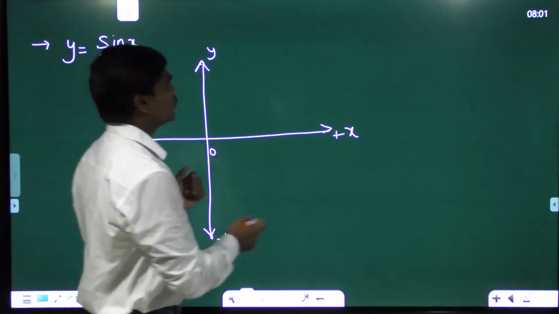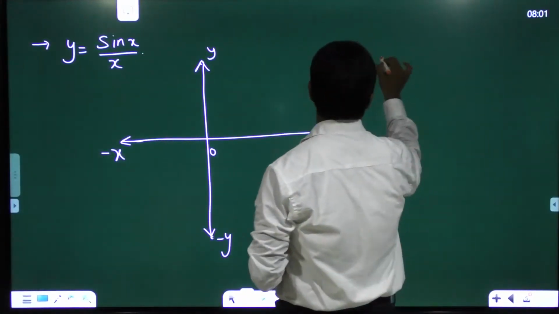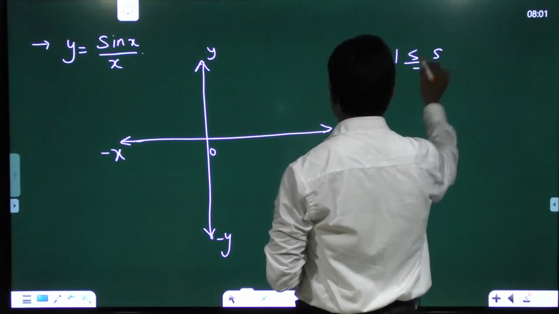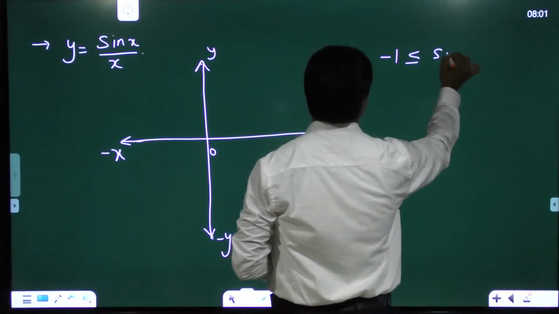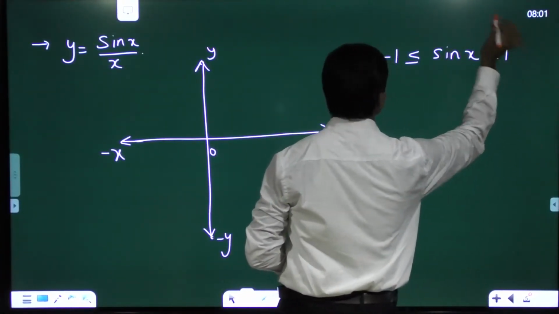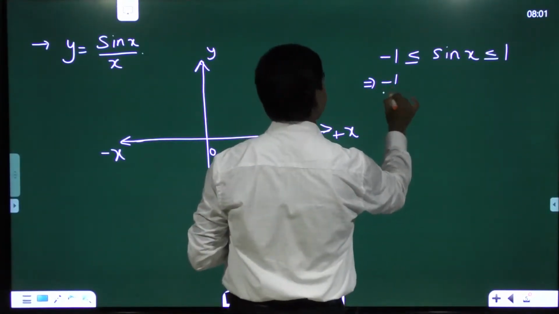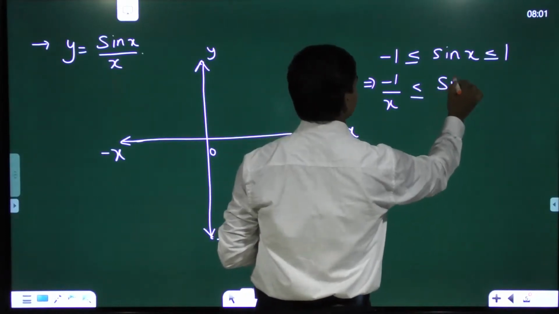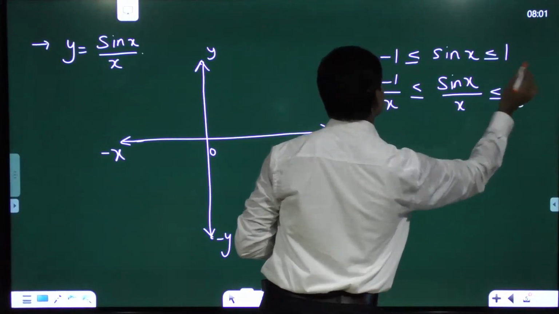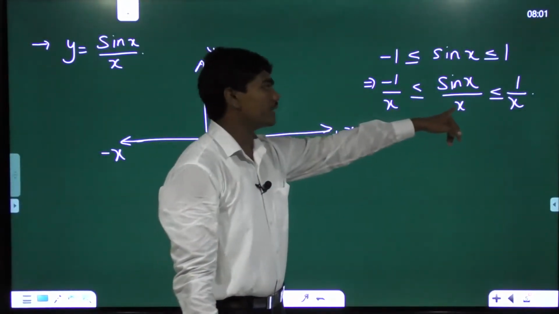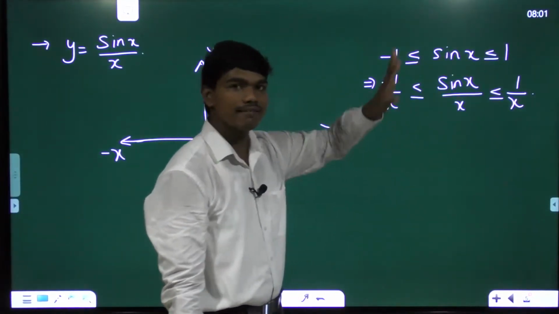Correct. Now, again finding the upper and lower limits for this function sin x by x, we all know minus 1 is always less than or equal to sin x, which is less than or equal to 1. Now, if you divide this inequality by x, this implies minus 1 by x is less than or equal to sin x by x, less than or equal to 1 by x. Correct? Which means sin x by x is always lying in between the curves y is equal to minus 1 by x and y is equal to 1 by x, which we have dealt with before.